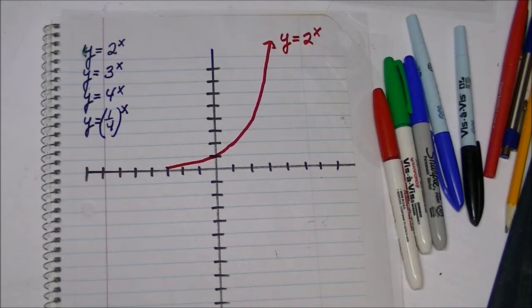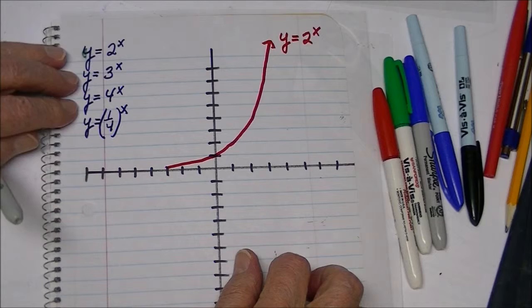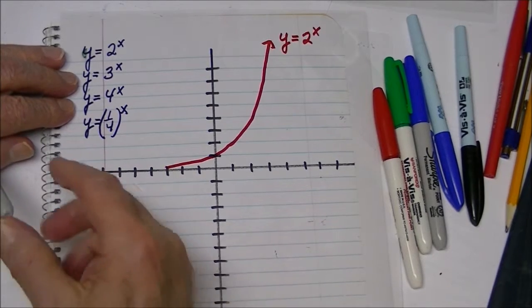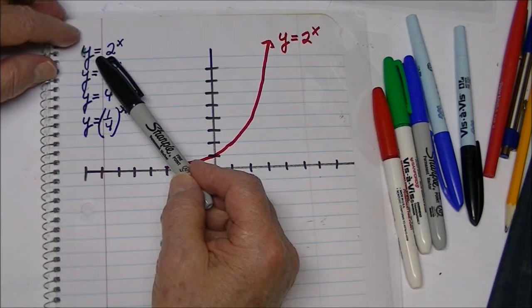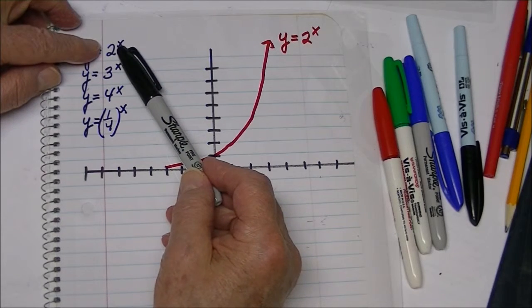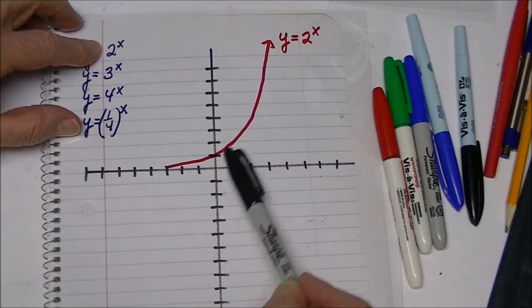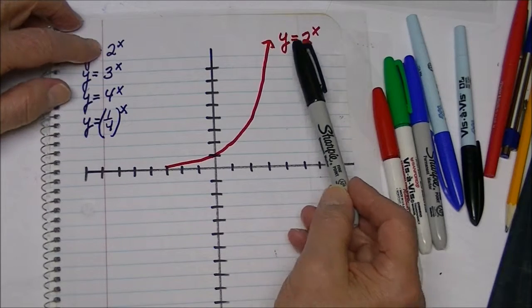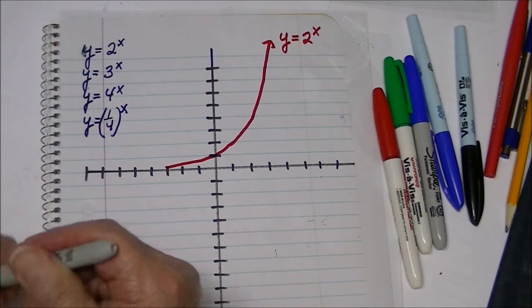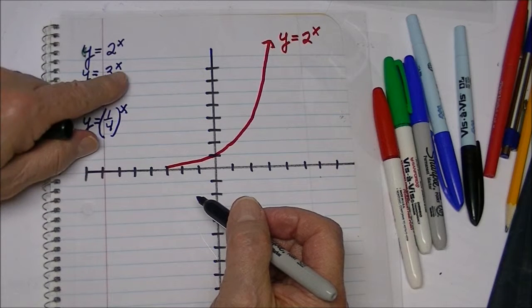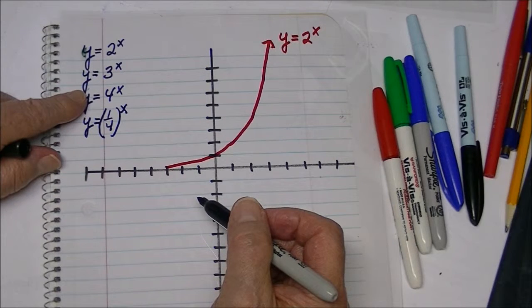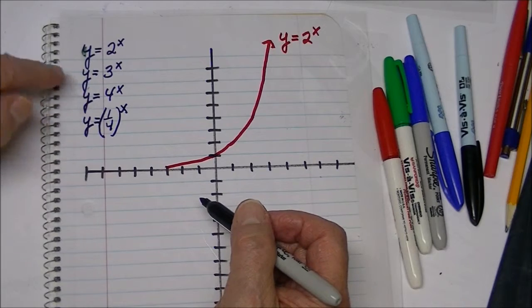As we continue with our study of graphing exponential functions, this is the one we've worked with so far, y equals x to the second, and this is that typical curve. Now how about if you have y equals 3 to the x power? What would this be like?